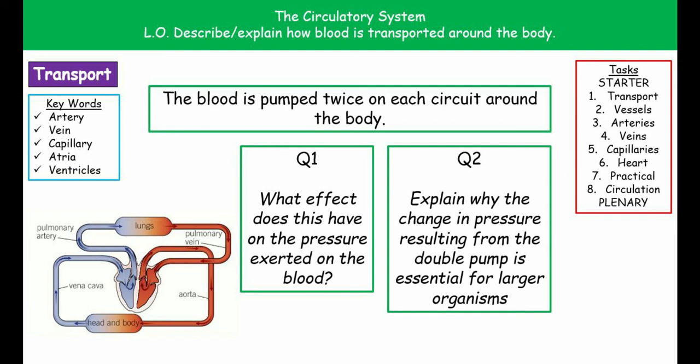So what I'd like you to do is write down the top sentence and then see if you can answer those 2 questions for me. So the first one, what effect does this have on the pressure exerted on the blood? And the second one, explain why the change in pressure resulting from the double pump is essential for larger organisms. So I'll give you a couple of minutes to have a go at those questions.